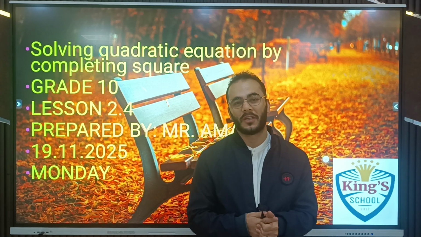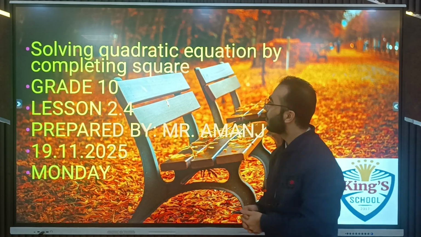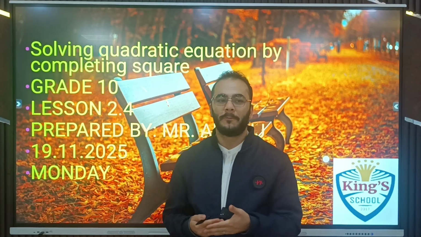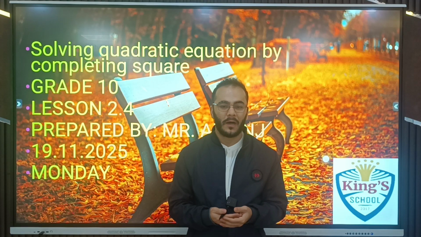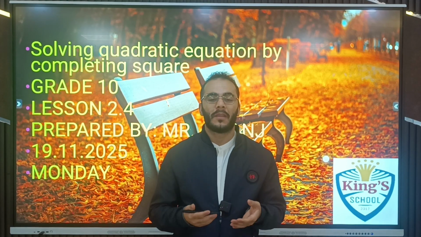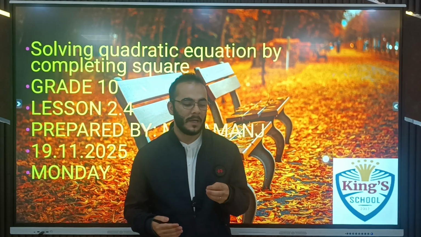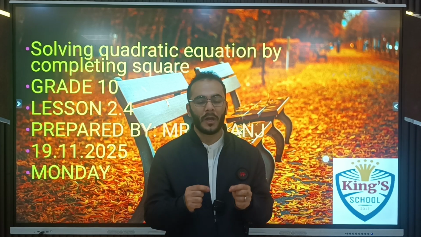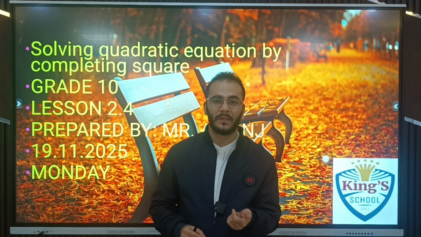Today, we're going to talk about the fourth section of chapter 2 of our 10th grade book, under the title of Solving Quadratic Equation by Completing Square. Basically, this section is made up of two parts. In the first part, we are going to talk about the vertex form of quadratic equation, which is called standard form in the book that we follow. The second part is solving quadratic equation by using the completing the square method, which you studied in the previous grade, grade 9.